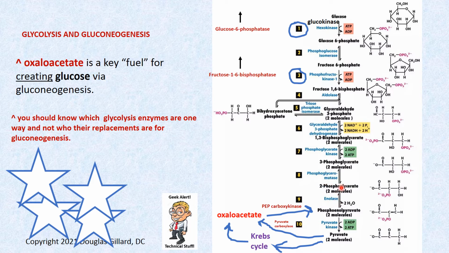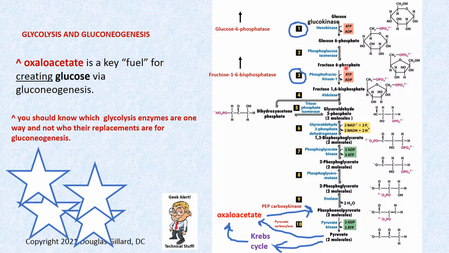Phosphoglycerate mutase is a two-way enzyme, so you can go back. And you can go back and back and back, and you can go back through here. But you're going to get stuck right here, because phosphofructokinase 1 is a one-way enzyme. So now you're going to have to take fructose 1,6-bisphosphate and use an enzyme called fructose 1,6-bisphosphatase, and that converts it into fructose 6-phosphate.